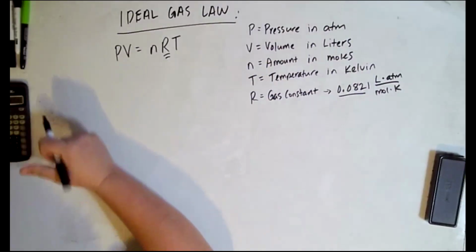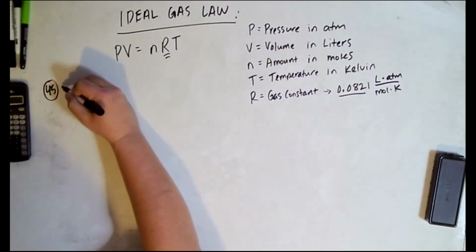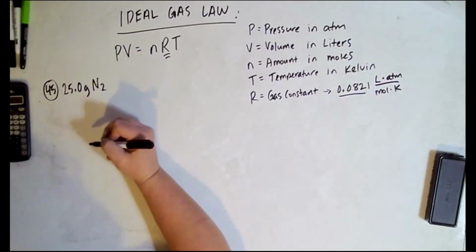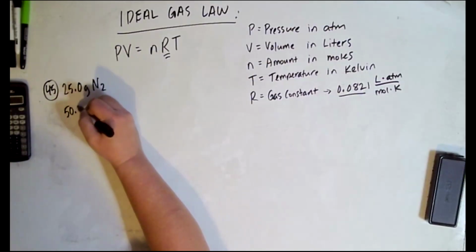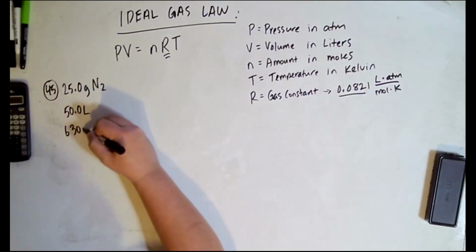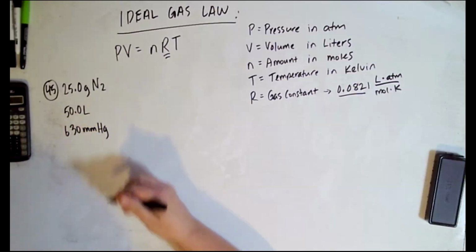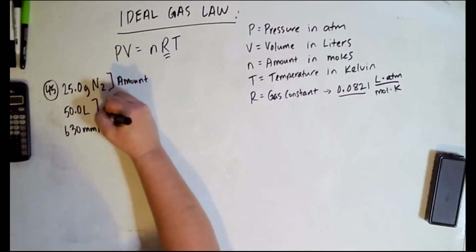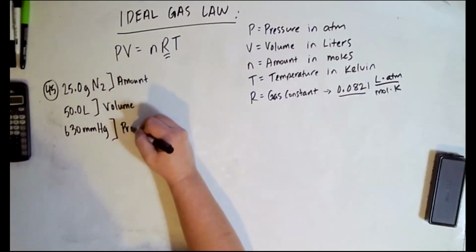Now let's look at question number 45 and we'll look at the information that they've given us. They're telling us that we have 25 grams of N2 at a volume of 50 liters and a pressure of 630 millimeters of mercury. Okay, and they're asking us to find the temperature. So this is going to be our amount. This is going to be our volume. This is going to be our pressure.